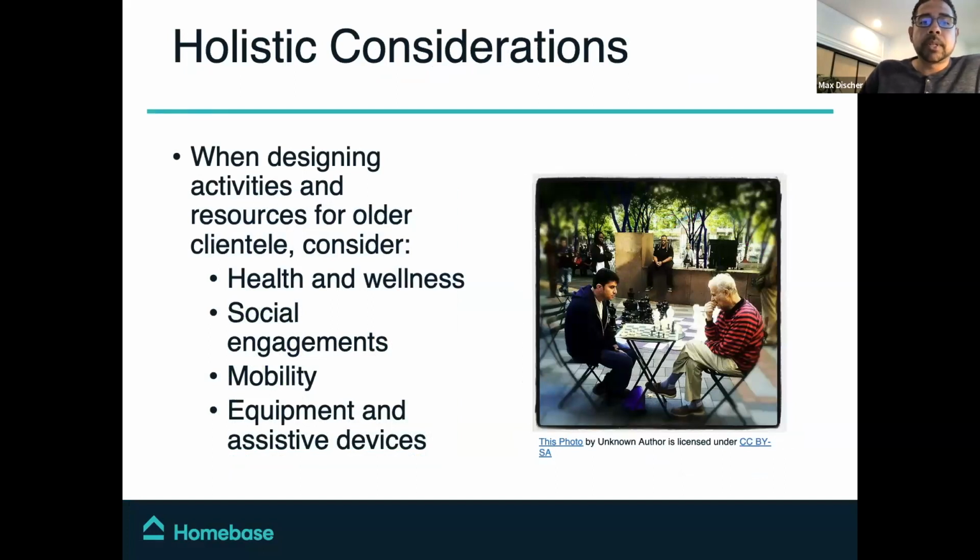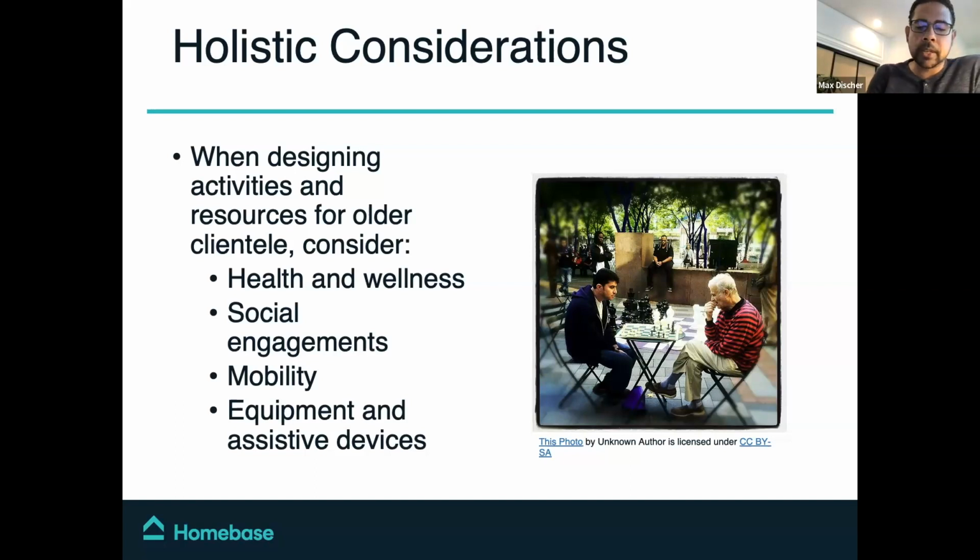So what are some holistic considerations about the activities and resources that we can present to our older clientele? When we're planning to work with older clientele, it's important, of course, to consider their health and wellness first and foremost. Social engagements are also incredibly important. Studies are actually showing that social engagement is one of several very high predictors of longevity. People with intact social networks and connections to others tend to live longer, fuller lives.